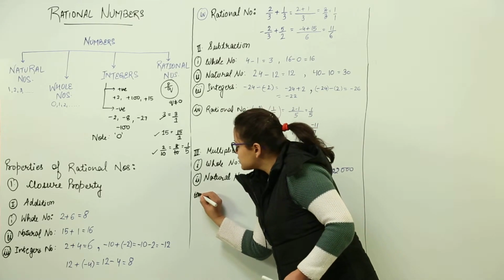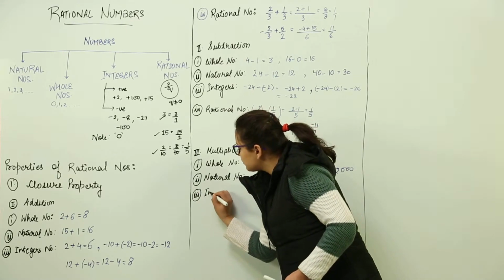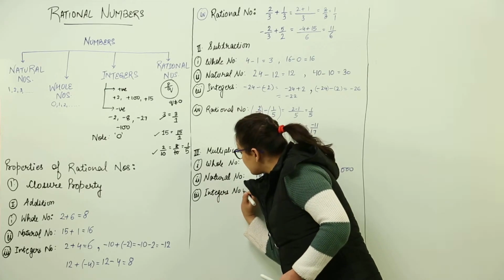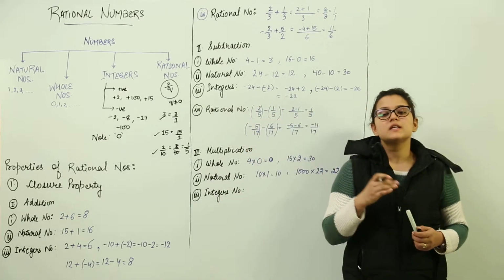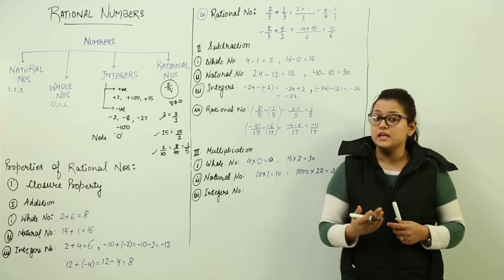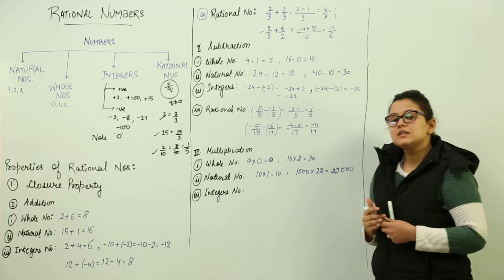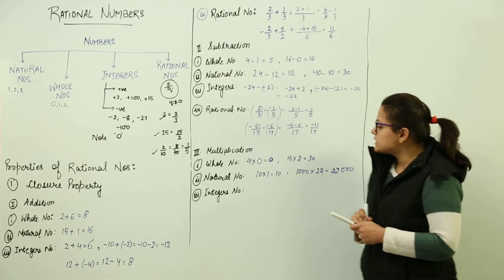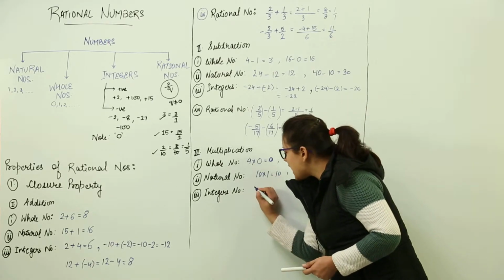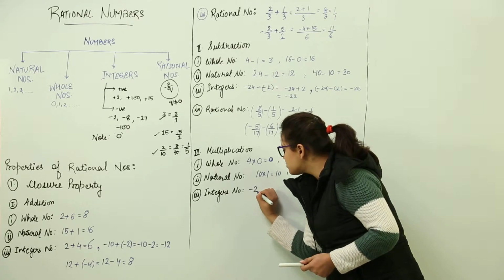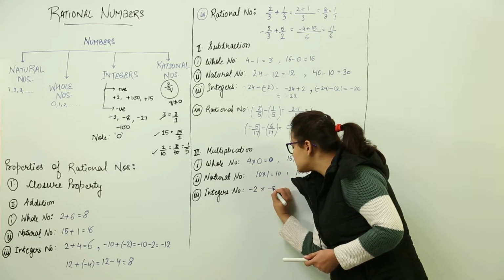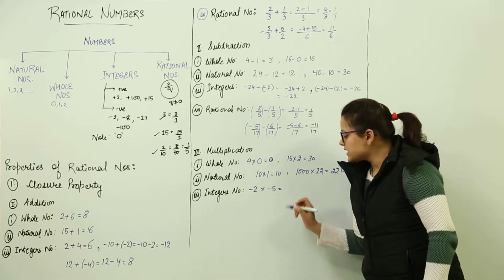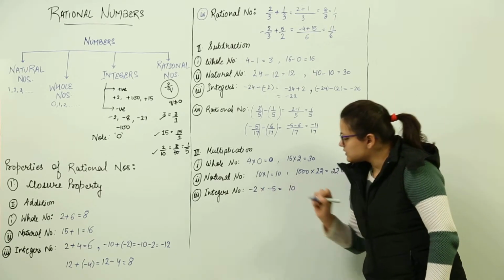What would be the case for integers now? Integers, be it negative or positive. If your answer has a negative sign, it will be a negative integer. If your answer has a positive sign, it will be a positive integer. Now let us take any two examples. I am taking say minus 2 into minus 5. What do I get? The numbers get multiplied, we get 10.